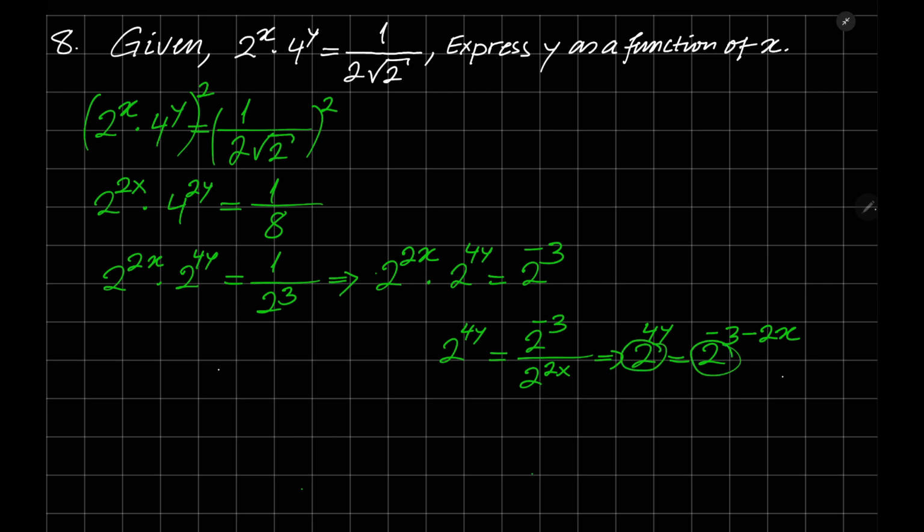Since bases are the same, that means 4y is equal to negative 3 minus 2x, which implies that y is equal to negative 1 over 2 x minus 3 over 4. That's the answer.